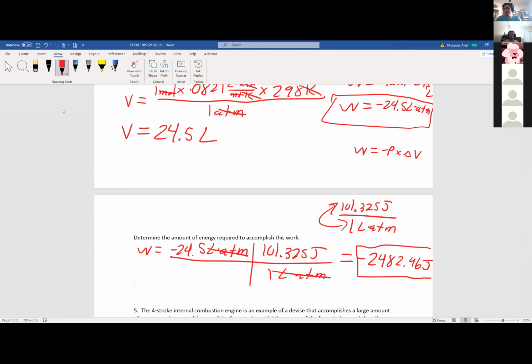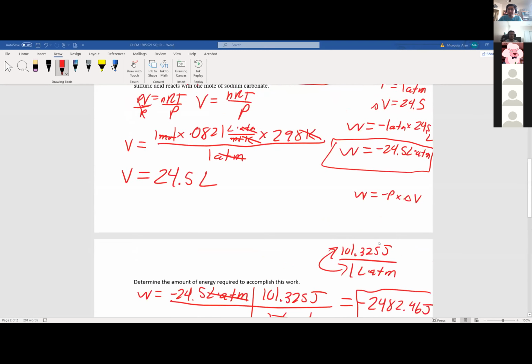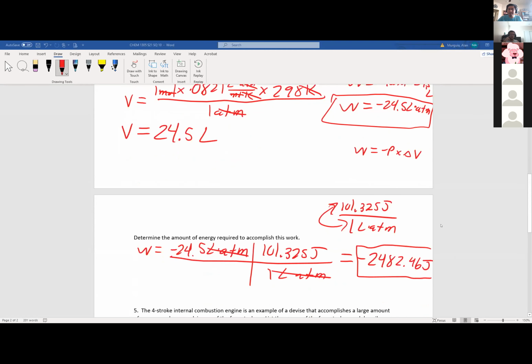Anyone disagree? Let's see, I'll take that silence as you guys agree. So yeah, this would be your answer for the follow-up part. So the amount of energy from the work accomplished is negative 2,482.42 joules, which makes sense, right? Since our work is negative, the amount of energy is also negative, meaning it's releasing it into the surroundings.